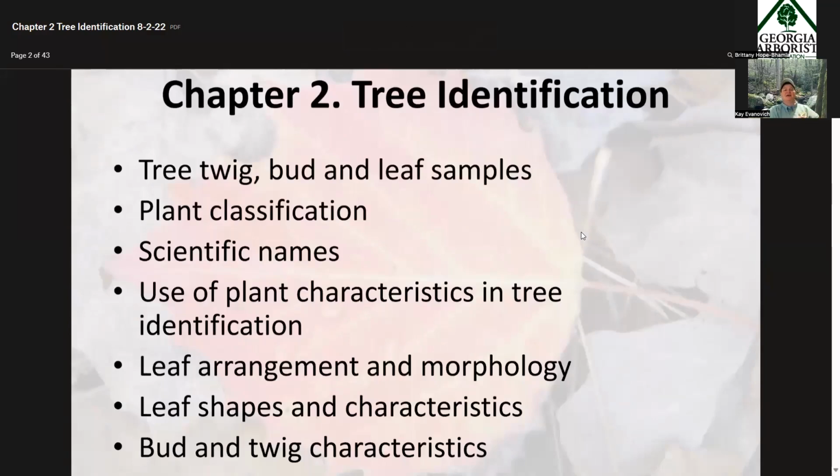Right. So, tree identification. Today, we're going to go over the tree twigs, buds, and leaf samples. We're going to talk about plant classification, which is really important. For IDing a tree, you can't treat a tree, you can't figure out what's going on with it unless you know what it is, right? So, plant classification, what family it falls into, we'll go over all that. The scientific names versus the common names. The use of plant characteristics in tree identification, because all trees are a little different.